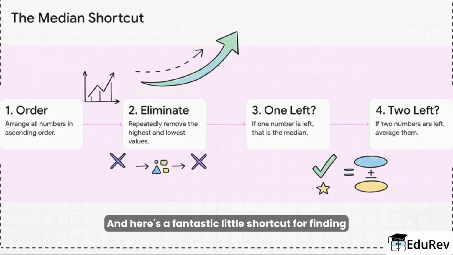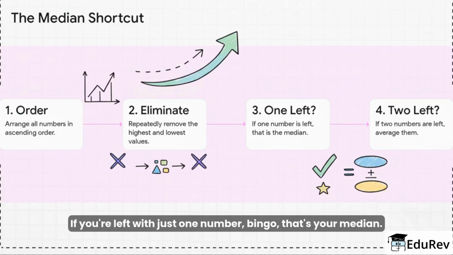And here's a fantastic little shortcut for finding the median, especially when that clock is ticking. First, get those numbers in order. Then, just start knocking them out in pairs. One from the top, one from the bottom. Keep on going. If you're left with just one number, bingo, that's your median. If you're left with two, just find their average. It's fast, it's efficient, and it really cuts down on those silly mistakes.